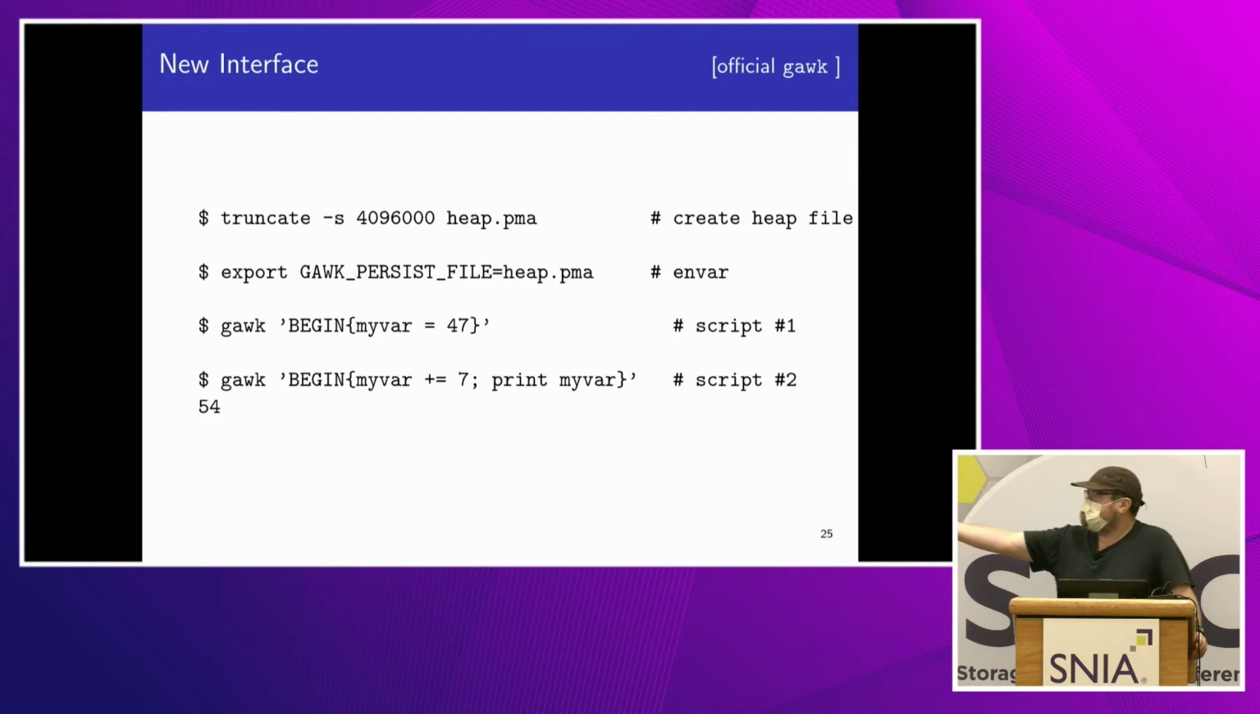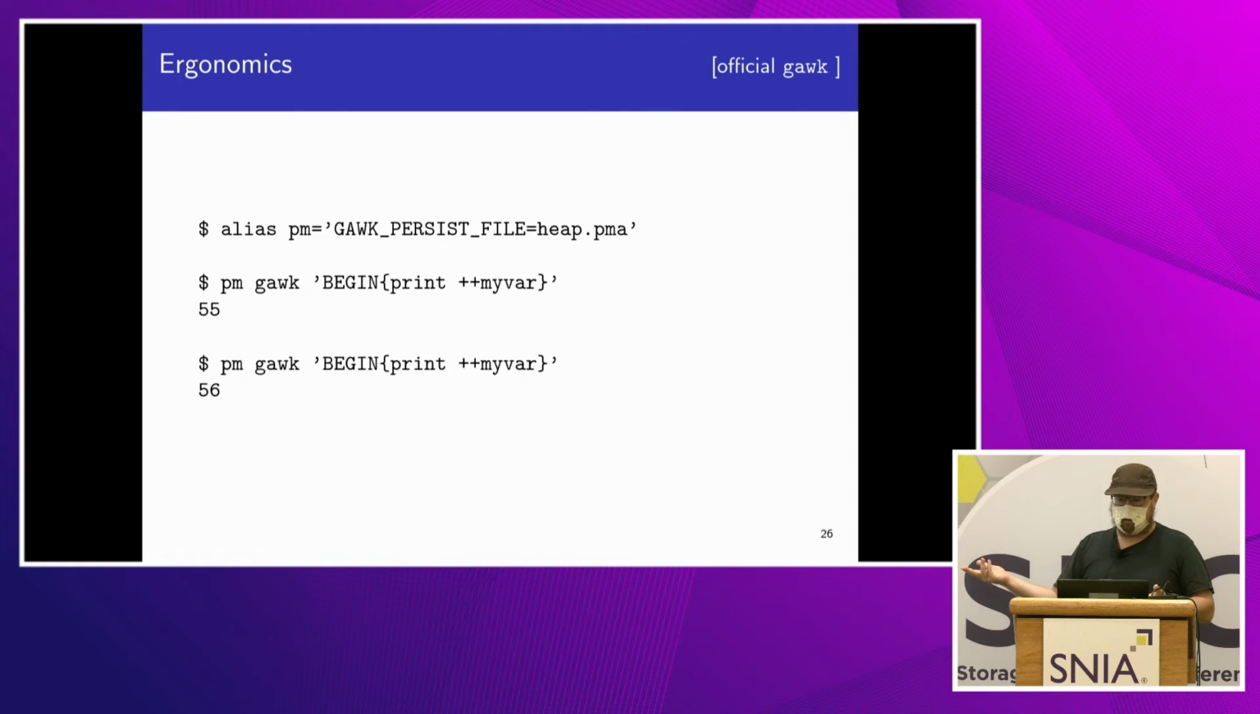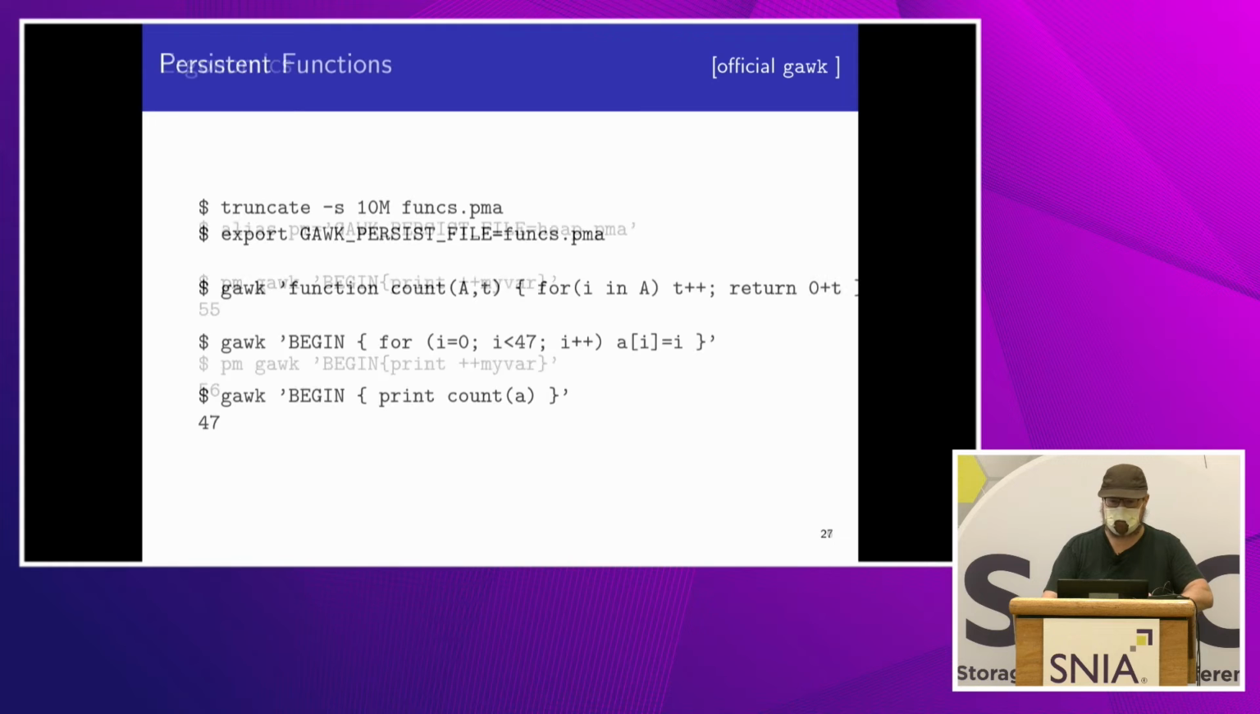Right, and there's a different way of passing the environment variable that I'm going to show you on the next slide. Using an ambient environment variable, as in this example, can be error prone. For example, if you forget to unset the environment variable when you no longer want persistence, you could confuse yourself. So Bash allows you to pass environment variables on a per command basis. A shell alias, as in this example, makes per-command environment variables succinct and ergonomic. If you do it this way, when you want non-persistent gawk, you say gawk, and when you want persistence, you say PM space gawk. It's just a different way of accomplishing the same purpose.